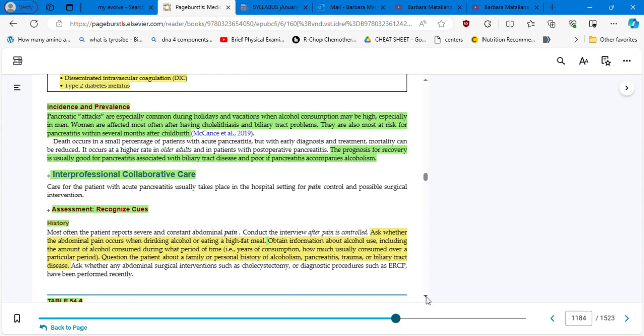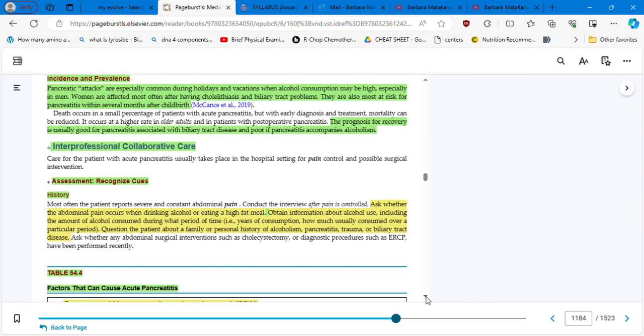Incidence and prevalence. Pancreatic attacks are especially common during holidays and vacation because everybody is happy, drinking and smoking, when alcohol consumption may be high, especially in men. Women are affected most often after having cholelithiasis, meaning gallbladder stones and biliary tract problems. They are also most at risk for pancreatitis within several months after childbirth. The prognosis for recovery is usually good for pancreatitis associated with biliary tract disease, and poor if pancreatitis accompanies alcoholism.